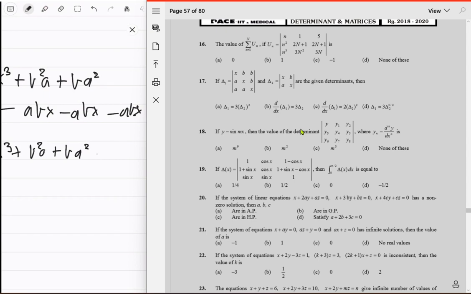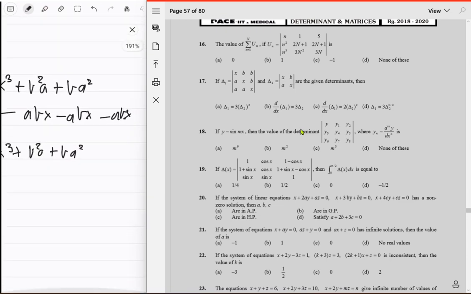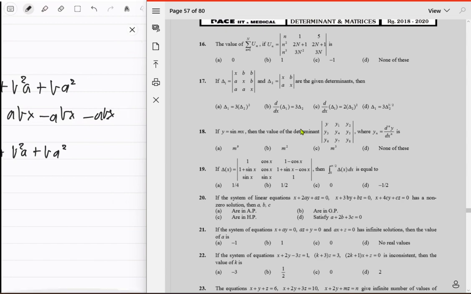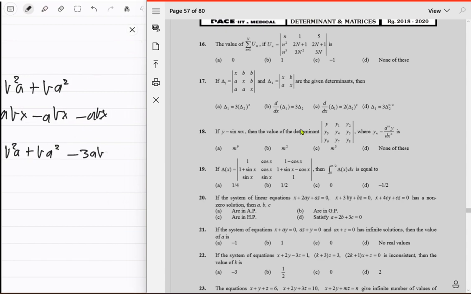No, something's wrong about this. There must be something that's wrong. If this was slightly different, this would actually make sense. But whatever. This is the thing. It's x cubed plus, well, b squared a plus a b squared and minus 3abx. That's what delta 1 is. Then delta 2 is just x minus ab. What do you want? Delta 1 equal to 3 times delta 2 squared?